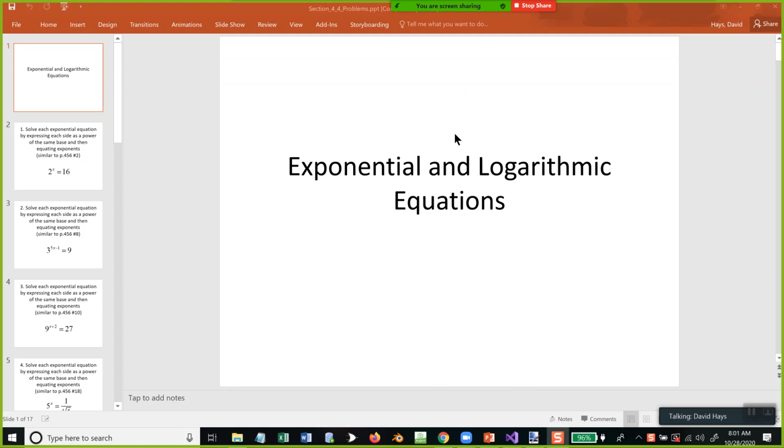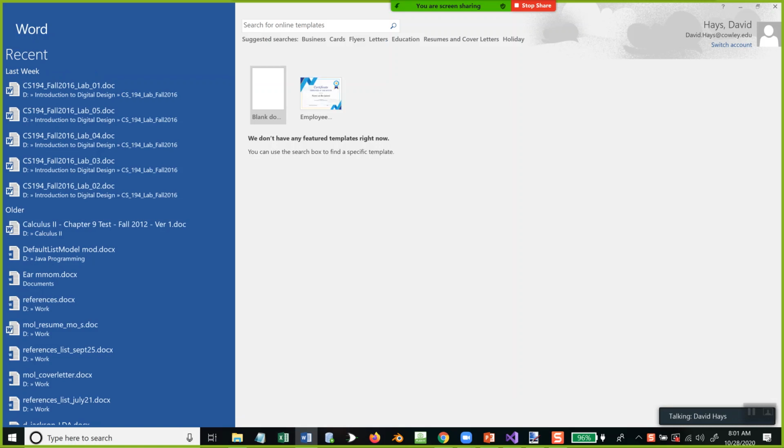This is section 4.4, exponential and logarithmic equations. An exponential equation is where you have a variable in the exponent. A logarithmic equation is where you have a log of some form. It's pretty easy to identify them.